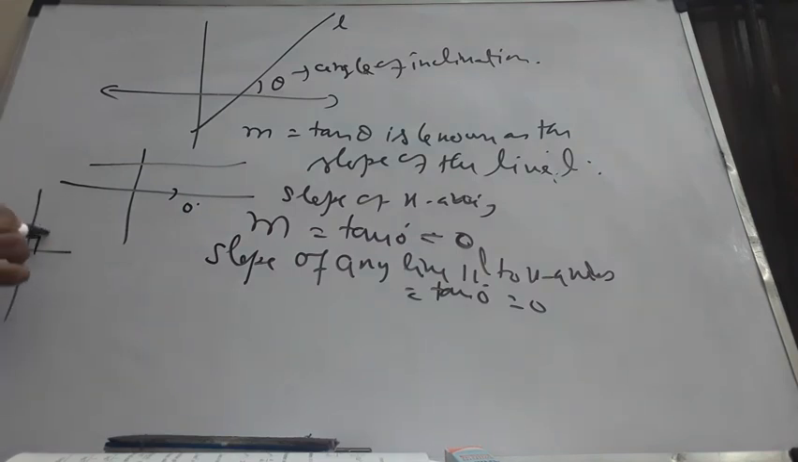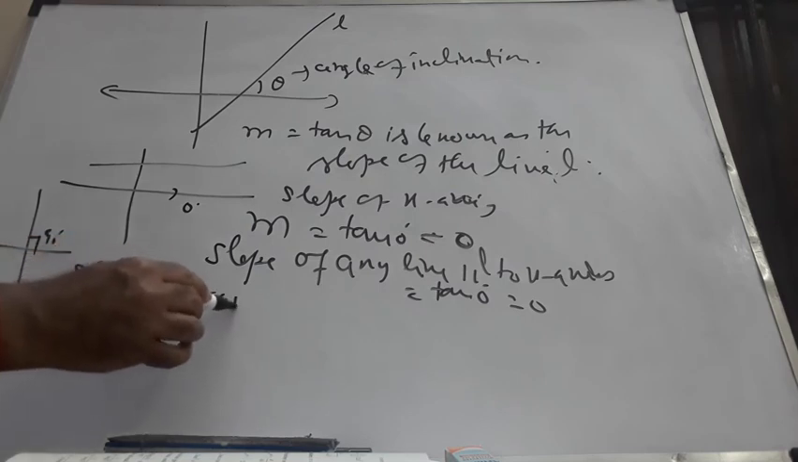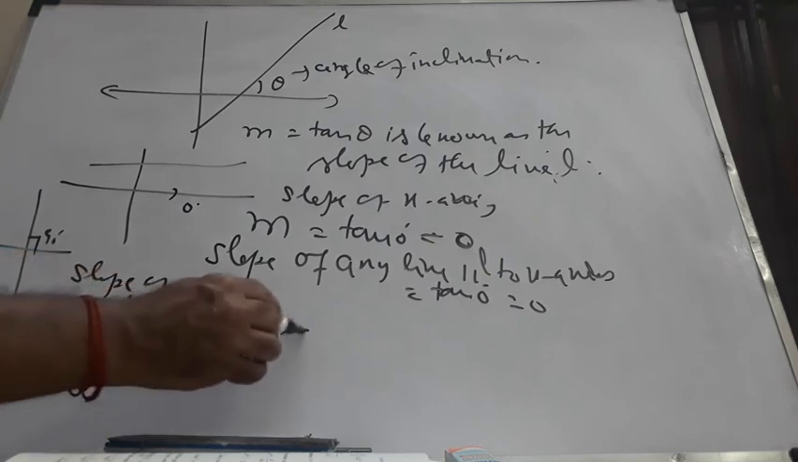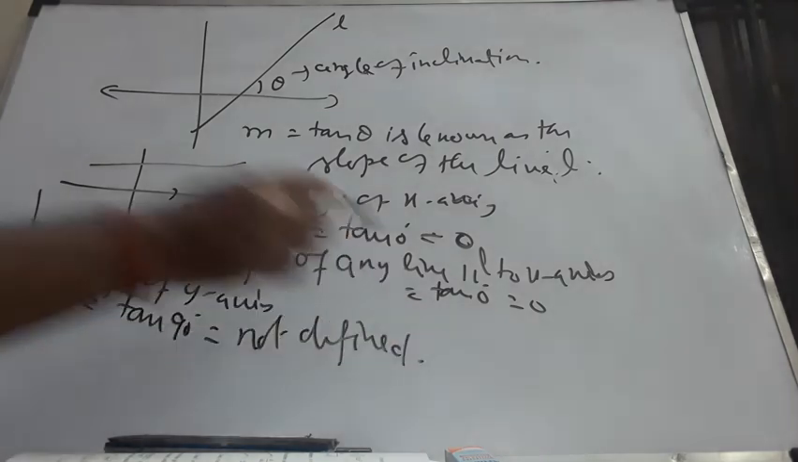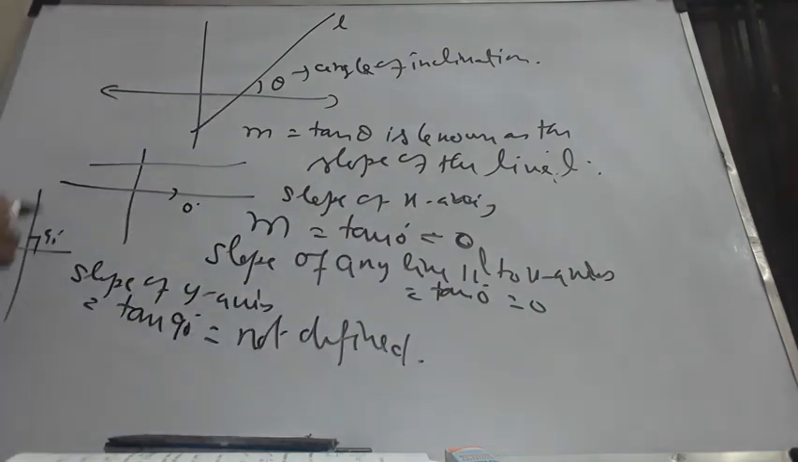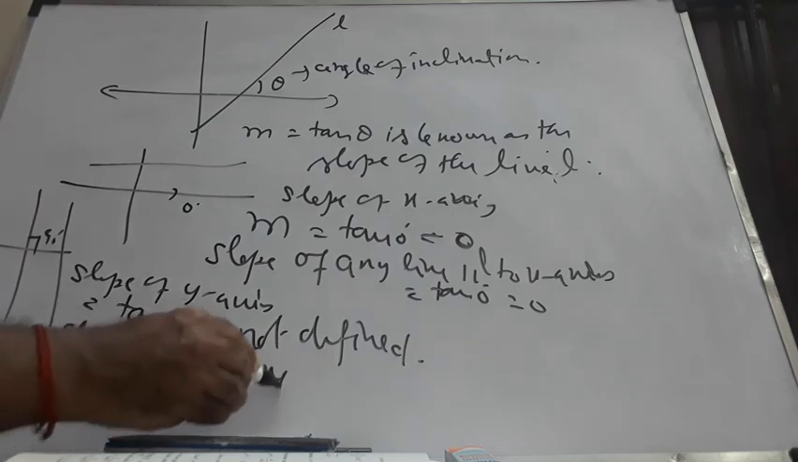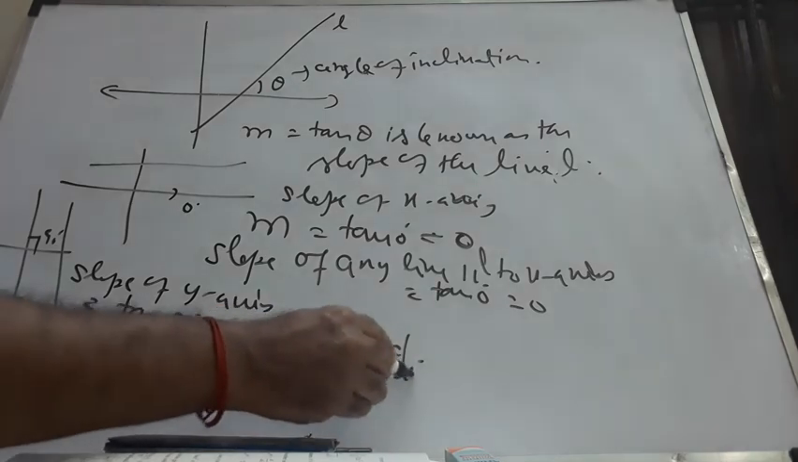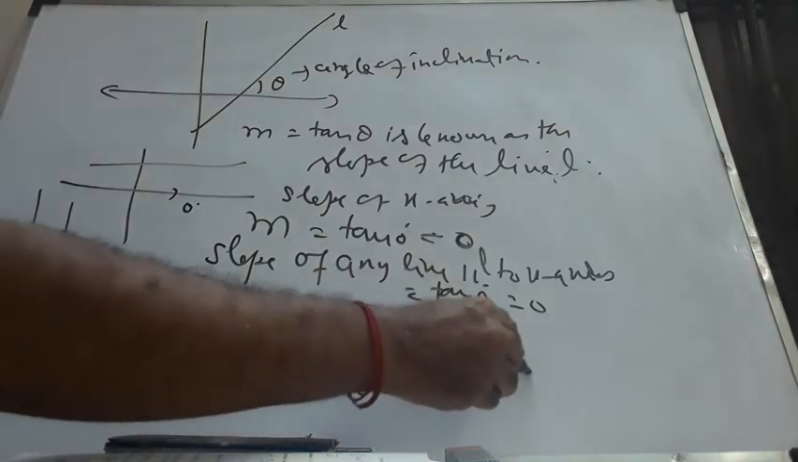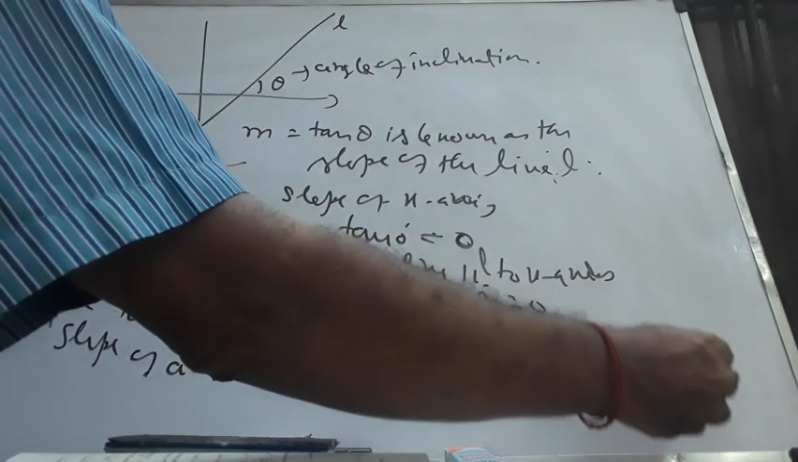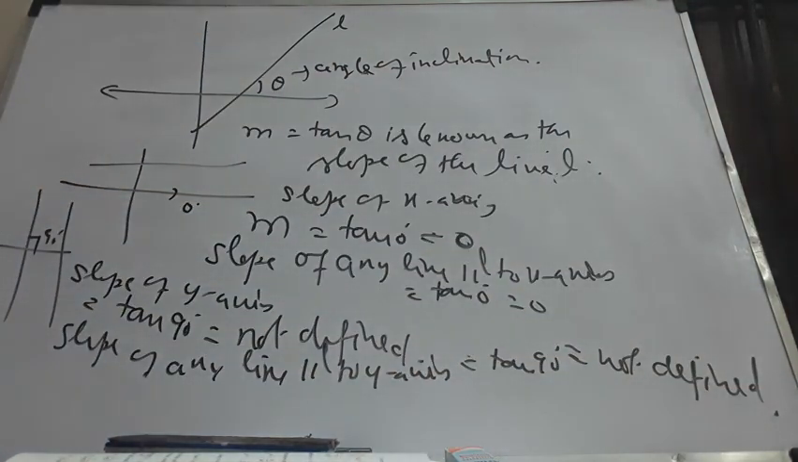The y-axis makes an angle 90 degrees with the positive direction of x-axis. Therefore, slope of y-axis will be equal to tan 90 degrees, which is not defined. Then slope of any line parallel to y-axis is again tan 90 degrees, which is not defined. Normally in some books they will say it is infinity. It's more refined to say not defined instead of saying it to be infinity.